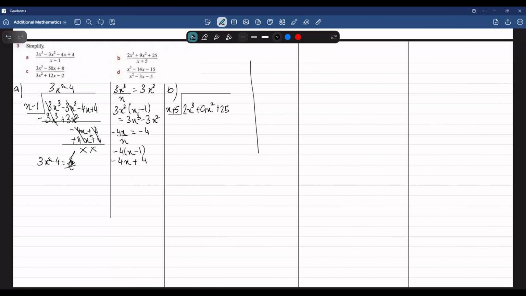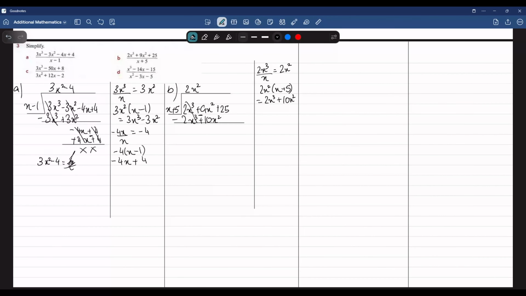Again, divide it here. 2x cubed divided by x is going to give us 2x squared. 2x squared multiplied by x plus 5 is equal to 2x cubed plus 10x squared. We write 2x cubed plus 10x squared below, multiply by negative to give us negative and negative, so we cancel this out.